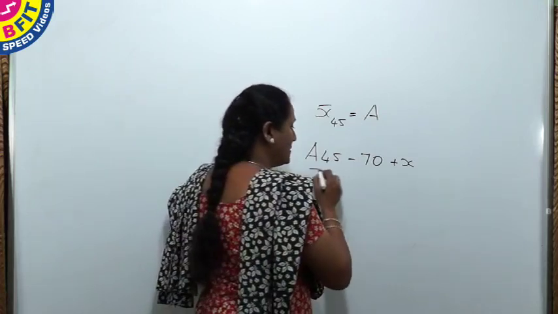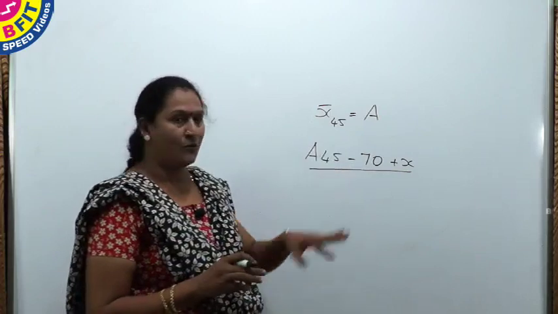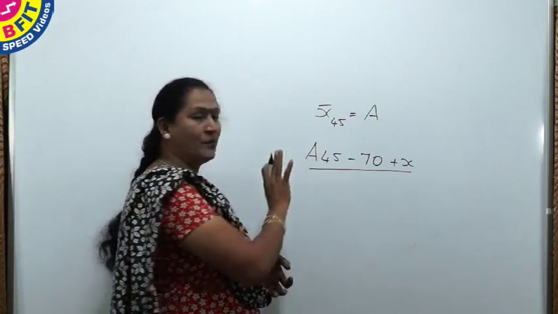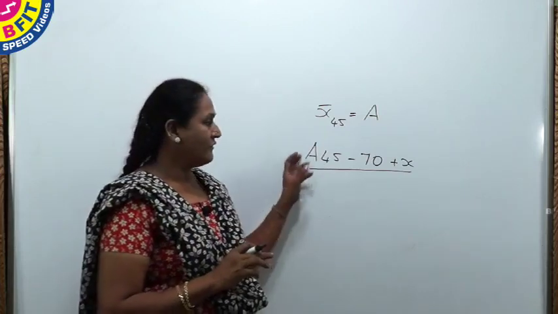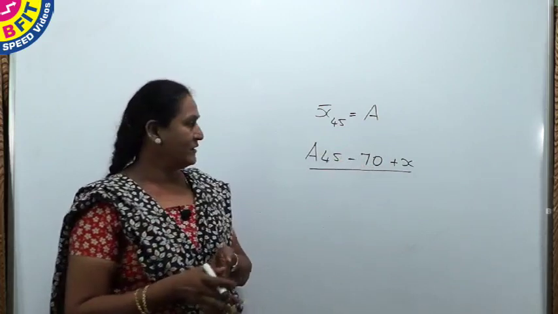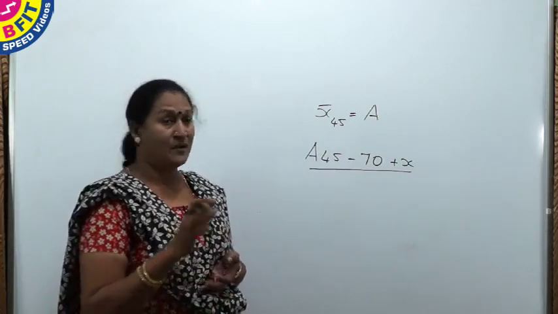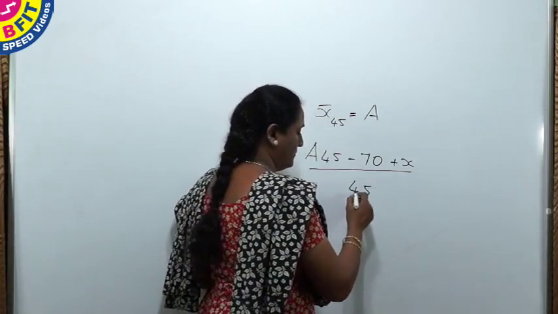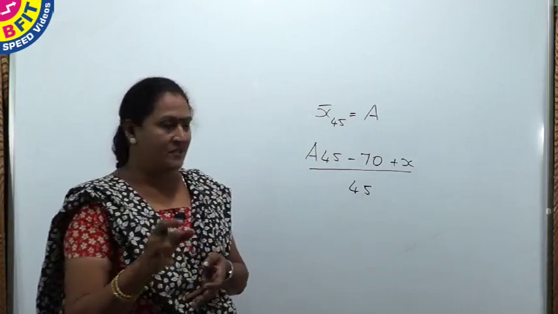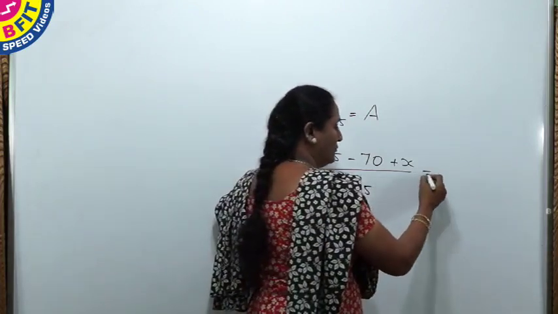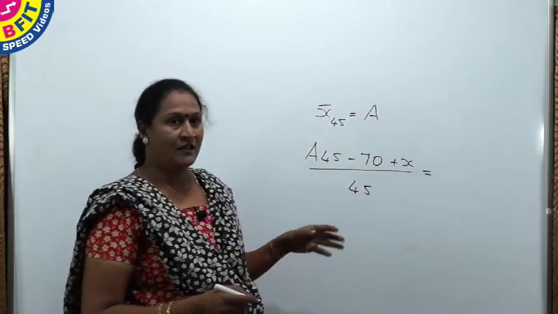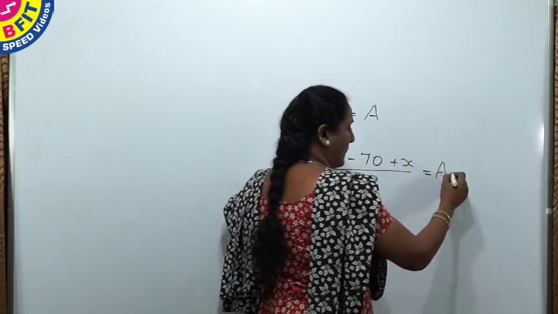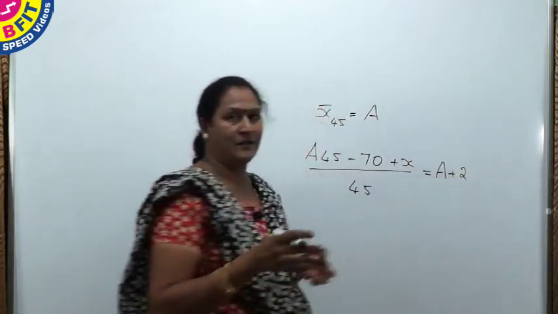And now how many boxes will be there? We have taken out one box and added one, so we have replaced one term, so the number of terms remains the same. Now we have corrected this sum, and to find the average we divide by the number of terms, which is again 45. So the number of terms doesn't change. Because of this correction the average is increased by 2. The given average is A, and the new average will be A plus 2.